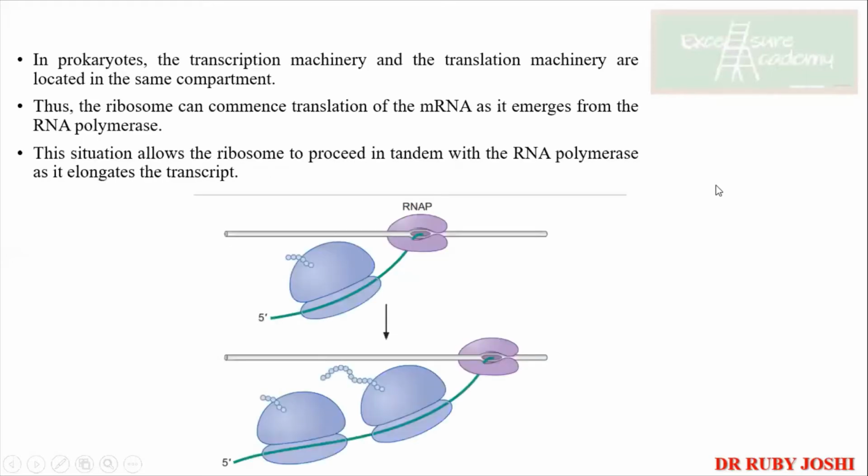Now, in prokaryotes, the transcription machinery and the translation machinery are in the same compartment, and that's why they can get coupled. So what does coupled mean? This is also called transcription-translation coupling. What happens here is that as the 5' end of the mRNA is coming out, the moment it is out, the 30S subunit will come and start scanning, and then the 50S subunit will come, the entire ribosome, and they can start forming the polypeptide chain.